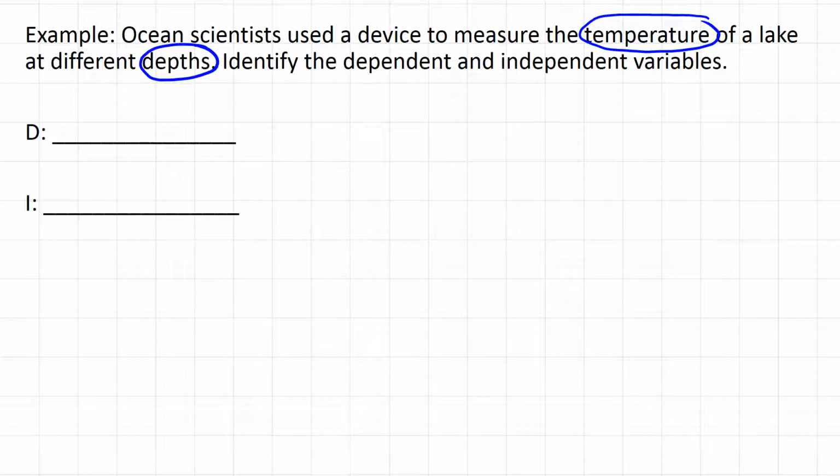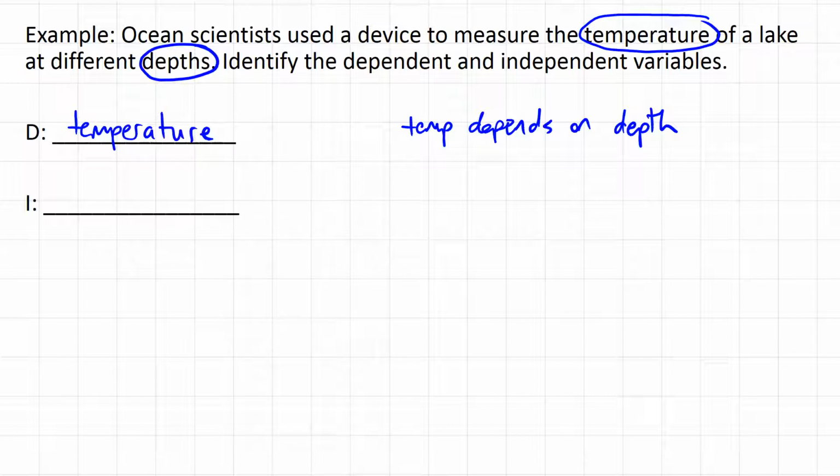Does the temperature depend on different depths in the lake? Or do the different depths of the lake depend on the temperature of the water? Hopefully we can see that really only one of those makes sense, which is that the temperature depends on the depth. The temperature of the water is going to depend on how close to the surface or how deep down you are. So the dependent variable is temperature, and the independent variable is depth.